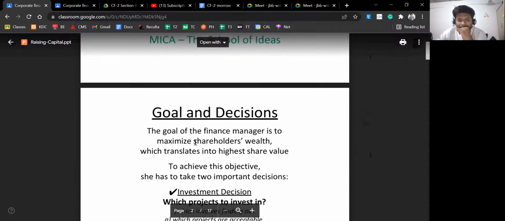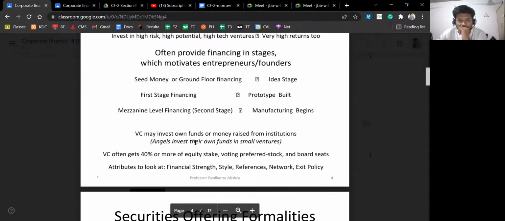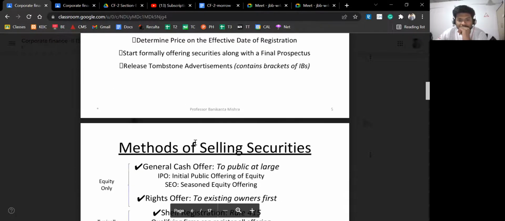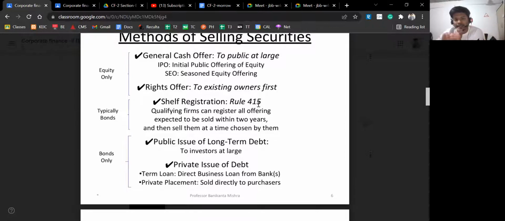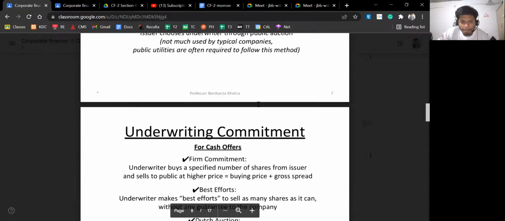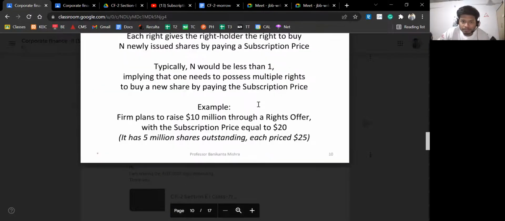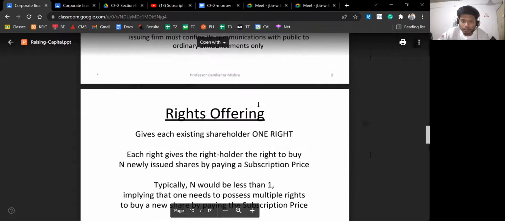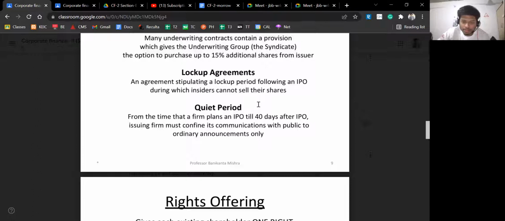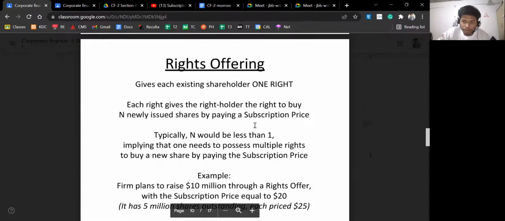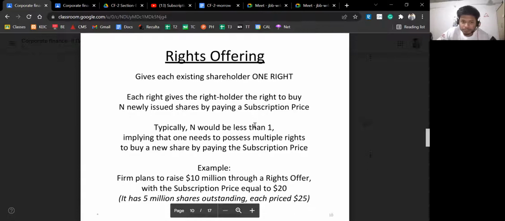Let me just check if there is something. Venture capital. These are all theories, and I don't know why he keeps giving these rules 1415 or something like that. These are US rules, and in India it's called SEBI prospectus section 31. So I don't know why he gives US rules, but anyways, these are all proper theory parts. So in case something comes, you can always refer to these. It's an open book exam, so you can refer to whatever you want.